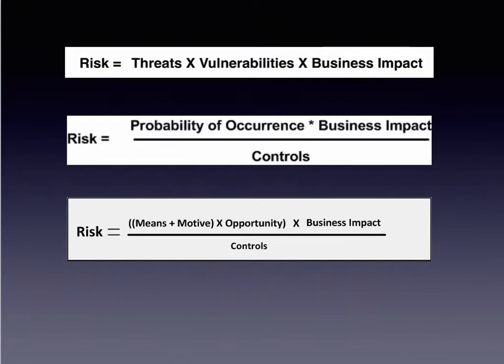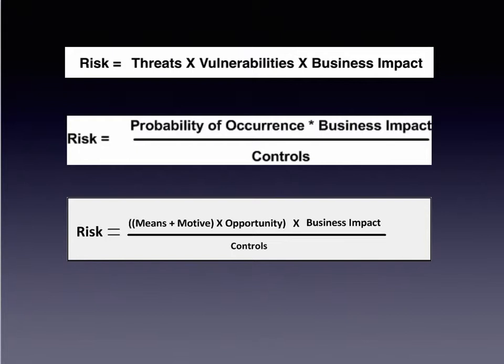Another way of looking at this is threats times vulnerabilities also reflect the probability of occurrence. It's very important to understand likelihood or probability of occurrence, because that lets us know whether or not we need to be concerned or how often something might happen that would cost the business money, either current revenue or future revenue. Another way to look at that is the last formula, means plus motive times opportunity.